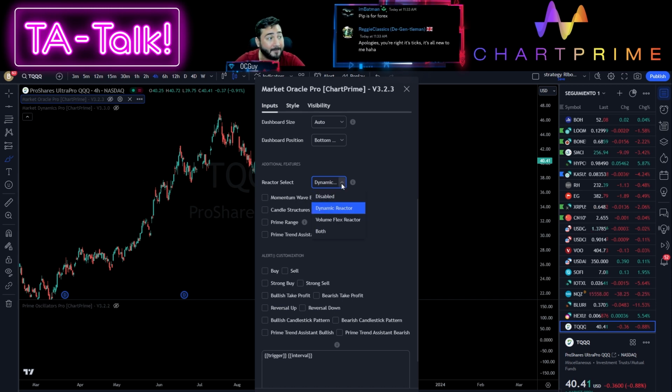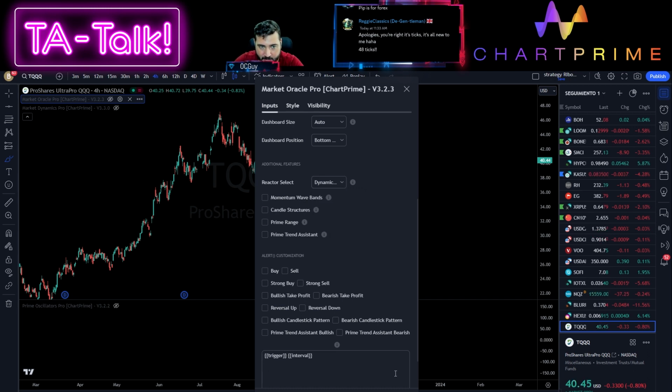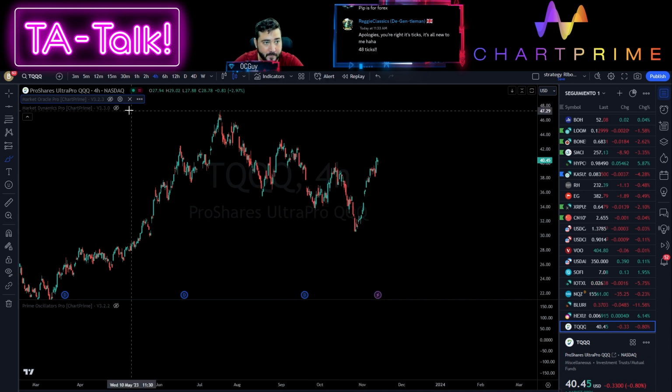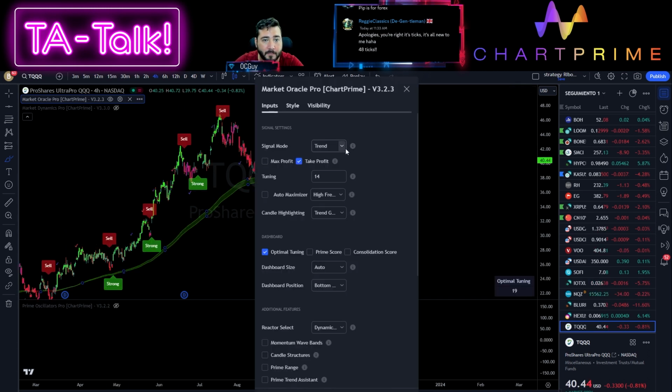Usually when I'm live trading, I use both of them, but you can choose between Dynamic or Volume Flex. The difference between Dynamic Reactor is a high volume, and Volume Flex is calculated slightly differently, but it reacts to volume spikes. That is basically it. The Dynamic Reactor, and click OK. At this point, I'm not worrying about anything else. Here, I'm going to turn this one off just for now.